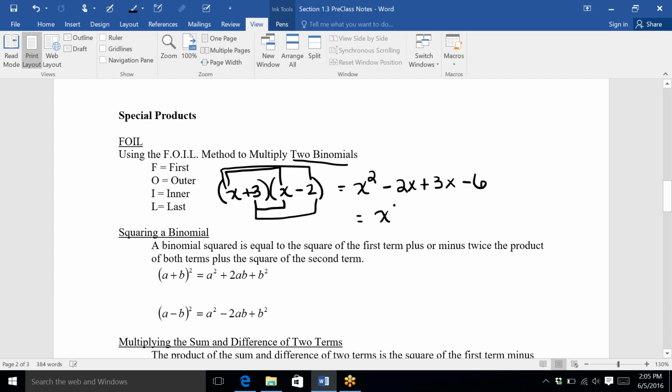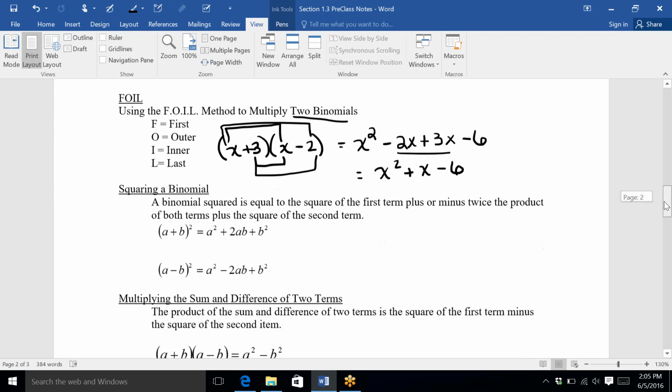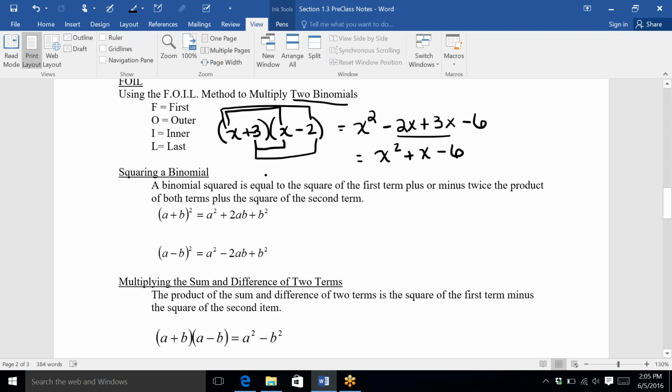Then we would combine like terms, which means we add the two things in the middle since they both have x to the first. 3 plus negative 2 is positive 1 or just positive x, and then bring down the minus 6. If you're squaring a binomial, we'll actually do something with this in a minute. There's a special formula that comes out, so I'll go over this one real quick.